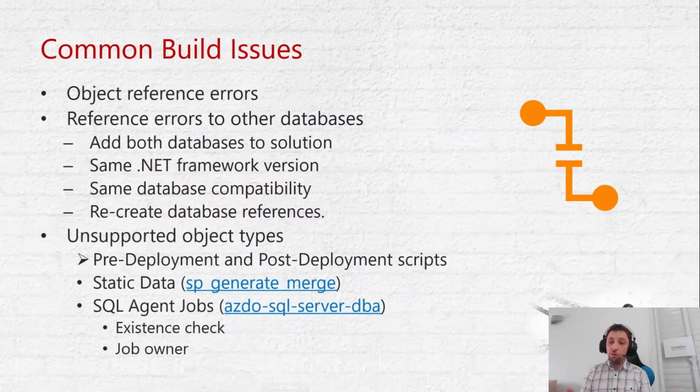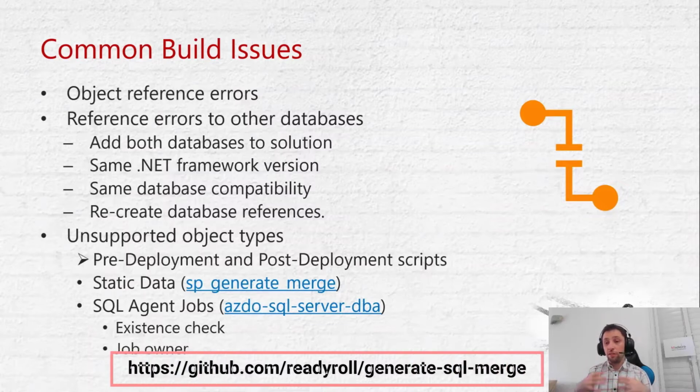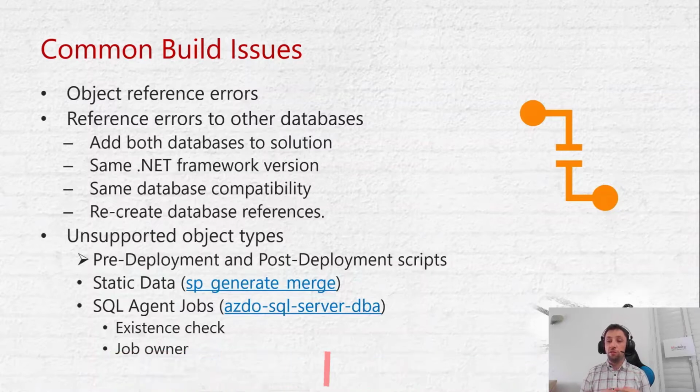Next, you could also have unsupported object types in your SSDT project. For example, you will have static data or lookup data, which I recommend using sp_generate_merge for and copy-pasting it into your post-deployment script. In SSDT, you have a pre-deployment script and a post-deployment script, which are very useful for implementing source control of objects which are not natively supported by SSDT, such as data or such as SQL Agent jobs.